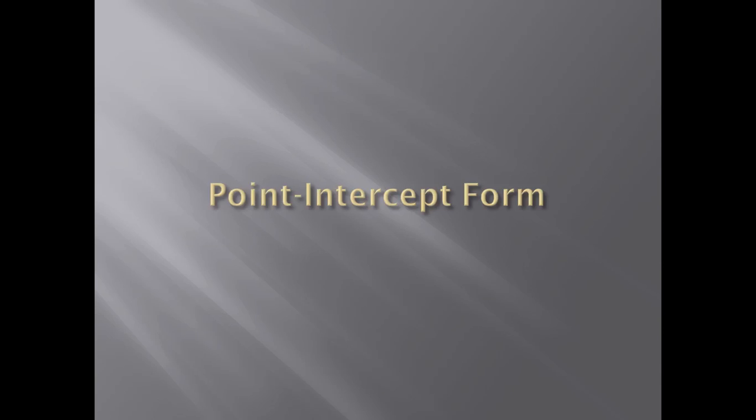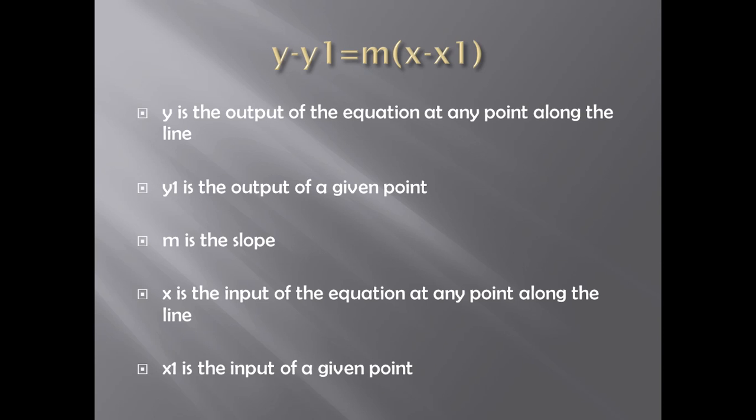Now we're going to talk about the point-slope form. We're going to explain the different variables again. Again, y is the output, m is the slope, and x is the input. But now we have this y1 and this x1. Going along with the y1 and x1, basically we're going to have a certain point given.